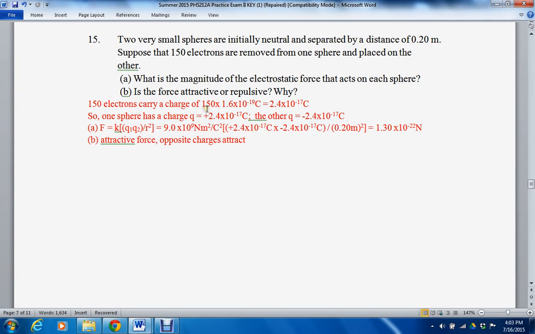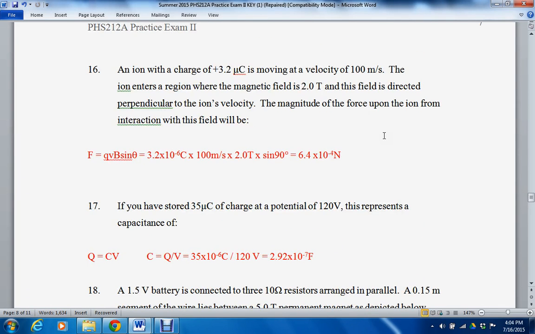150 electrons has a charge of 150 times the charge per electron, 1.6 times 10 to the negative 19th coulombs. So a net charge on each particle of 2.4 times 10 to the negative 17th coulombs. So one sphere has positive 2.4 times 10 to the negative 17th. The other one has negative. So force equals K Q1 Q2 over R squared. K Q1 Q2 divided by 0.2 meters squared. We get 1.3 times 10 to the negative 22nd newtons. It's not much force, but it is some amount of force.